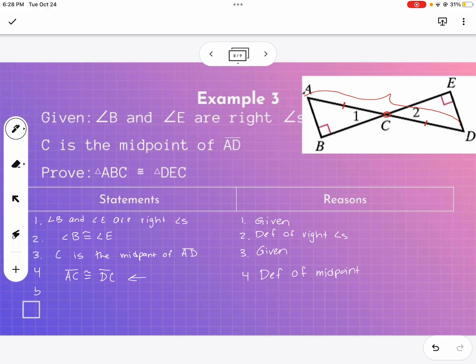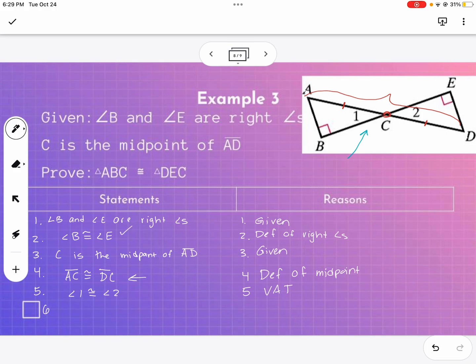So remember yesterday how I said anytime you see a bow tie looking shape like this, chances are we're going to use the vertical angles theorem. This is a perfect example of that. I have this bow tie shape. I have angle 1 and angle 2. They're vertical angles. Let's use that to our advantage and say that angle 1 is congruent with angle 2. Why? Well, because vertical angles are always congruent based on our vertical angle theorem.